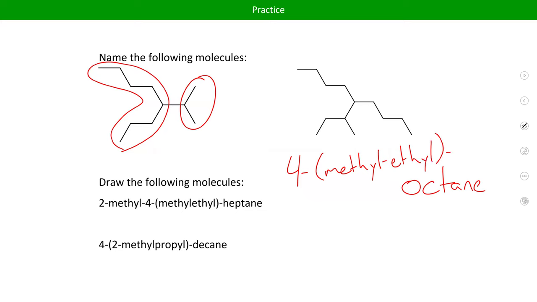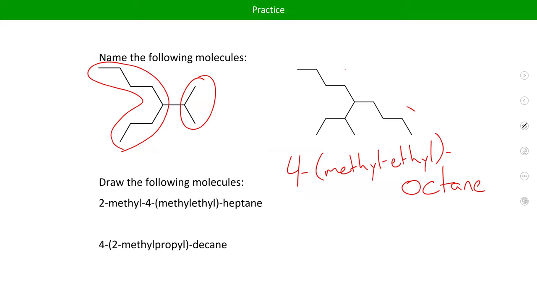What's that one? 4-methyl-ethyl. I think it has some other one. I counted to it. 6. I said hexane. Slightly off. But there was a problem. There was an octane. I know there was an octane. There was. I got that.